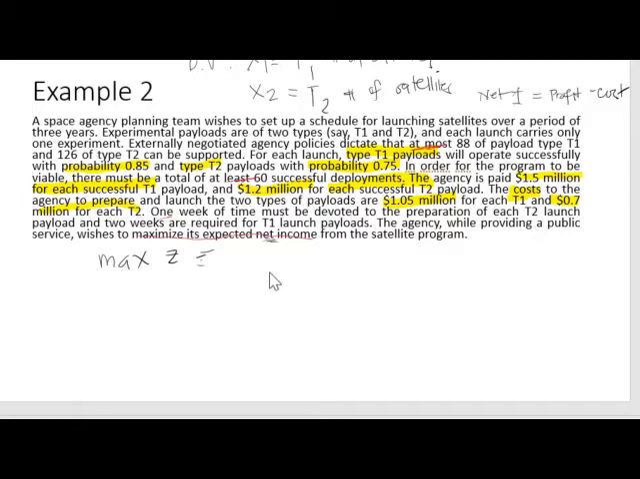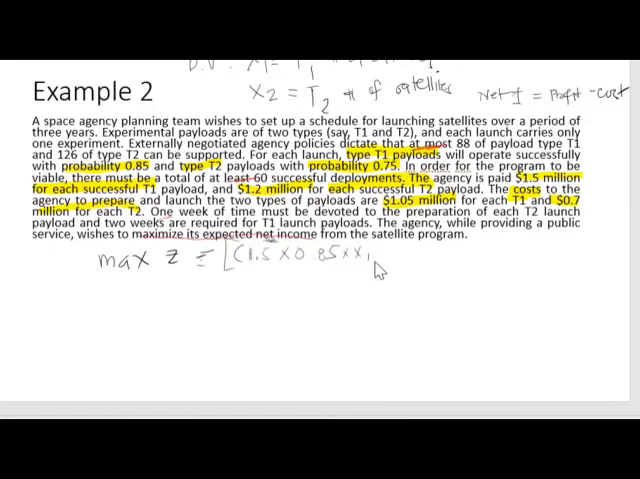Okay? So, therefore, we can say that its profit is this 1.5 million, 1.5 million for each successful one. Only, the probability of success of T1 is just 0.85. So 1.5, they are all in millions, so I won't write million anymore. I'll suppose they all have the same unit, in millions. So, 1.5 million for each successful T1. The probability of a successful T1 payload is 0.85.